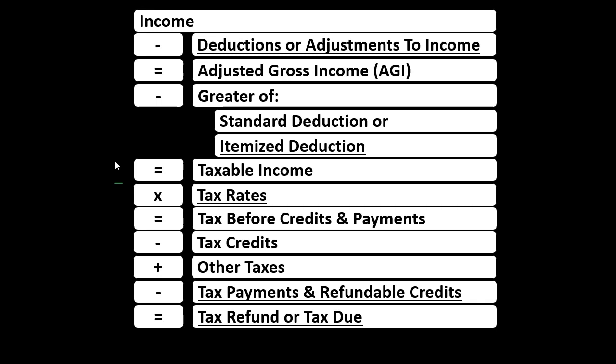Then the second half, applying the rate to it, actually calculating the tax and figuring any credits and payments, that being the second half of the tax return. We want to be able then to overlay this type of formula on the tax return.